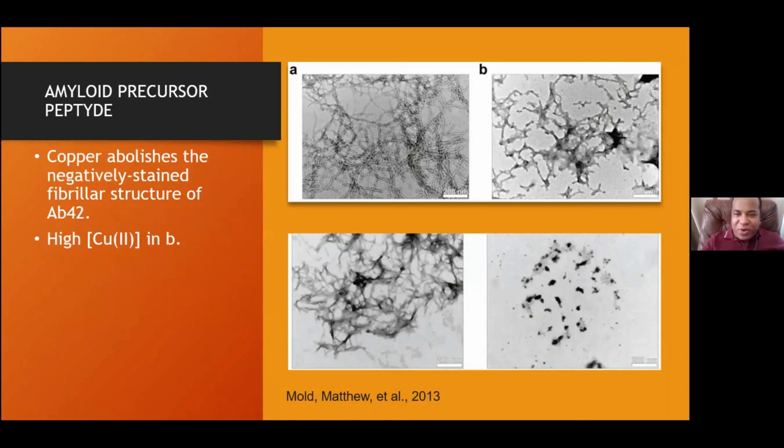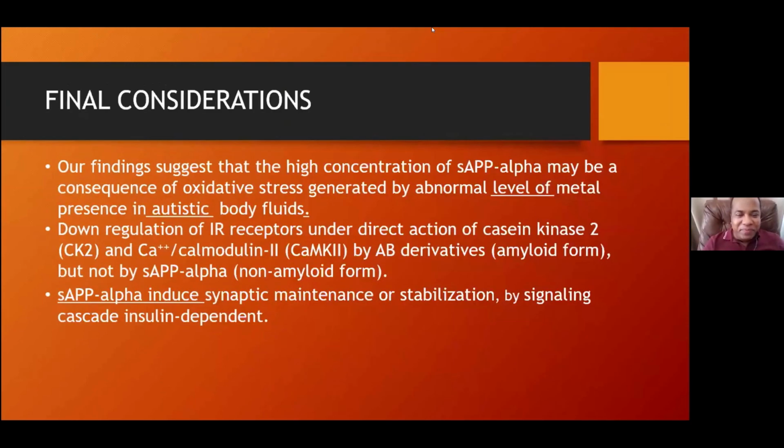So in another situation, we are trying to understand the role of copper inside the brain of individuals with Alzheimer's and individuals with autism disorder, to try to transfer the treatment from the individual with autism to the individual with Alzheimer's disease. It's like a puzzle, okay? So our findings suggest that the high concentration of sAPP, or sAPP amyloid, will be a consequence of the oxidative stress generated by abnormal levels of copper inside the brain of individuals with autism disorder.